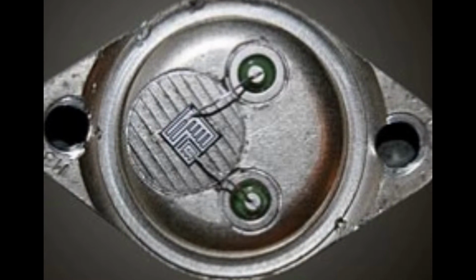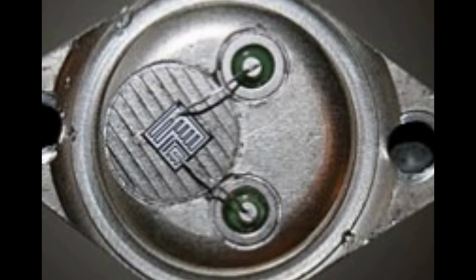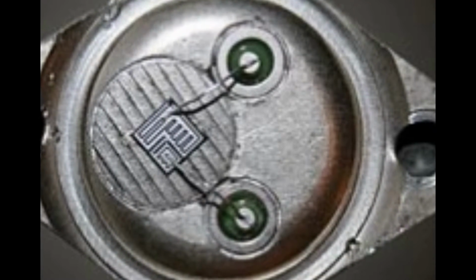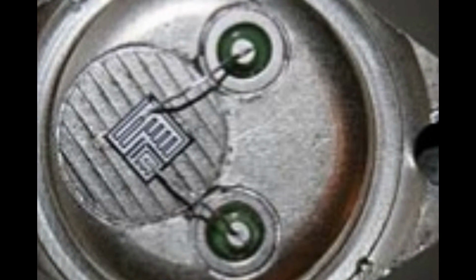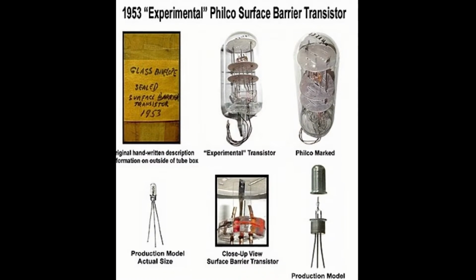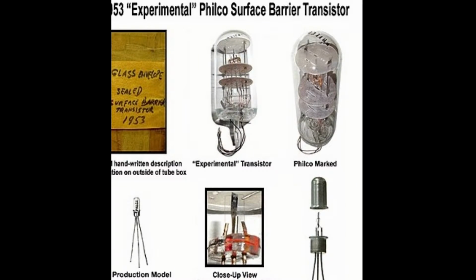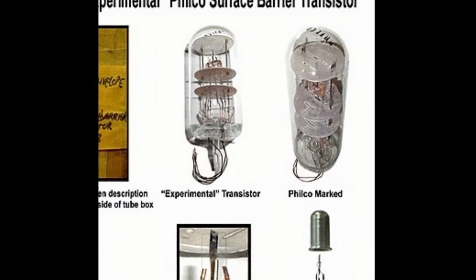Julius Edgar Lilienfeld patented a field effect transistor in 1926, but it was not possible to actually construct a working device at that time. The first practically implemented device was a point contact transistor invented in 1947 by American physicists John Bardeen, Walter Brattain, and William Shockley.